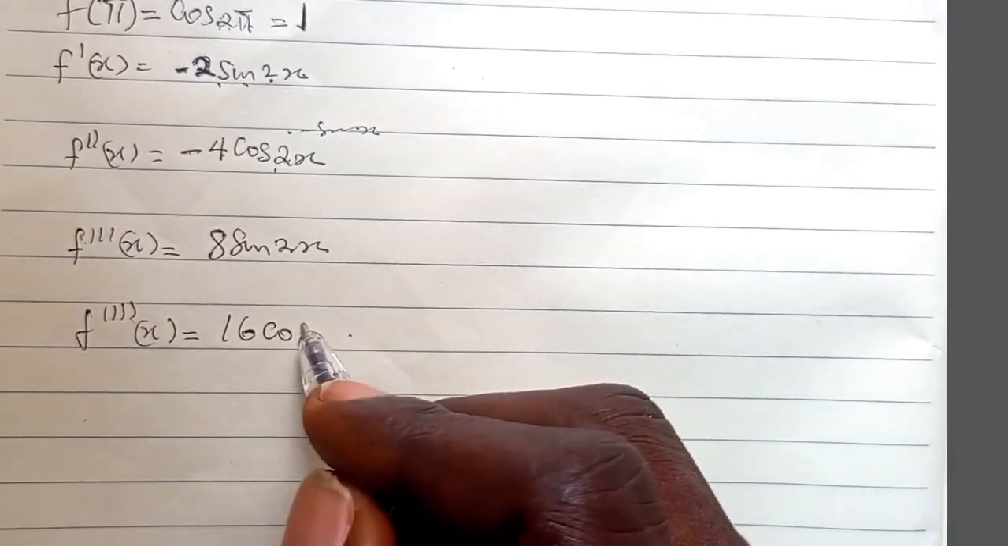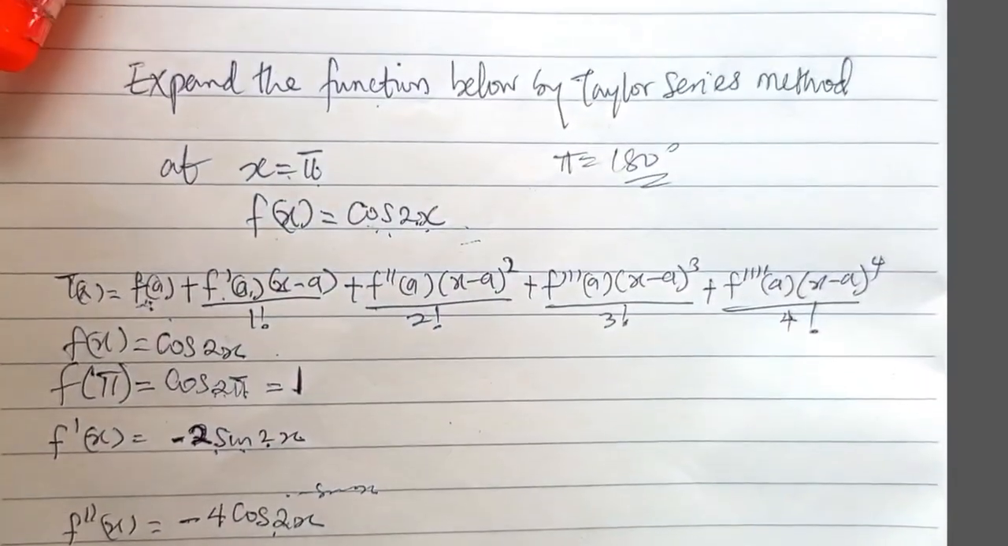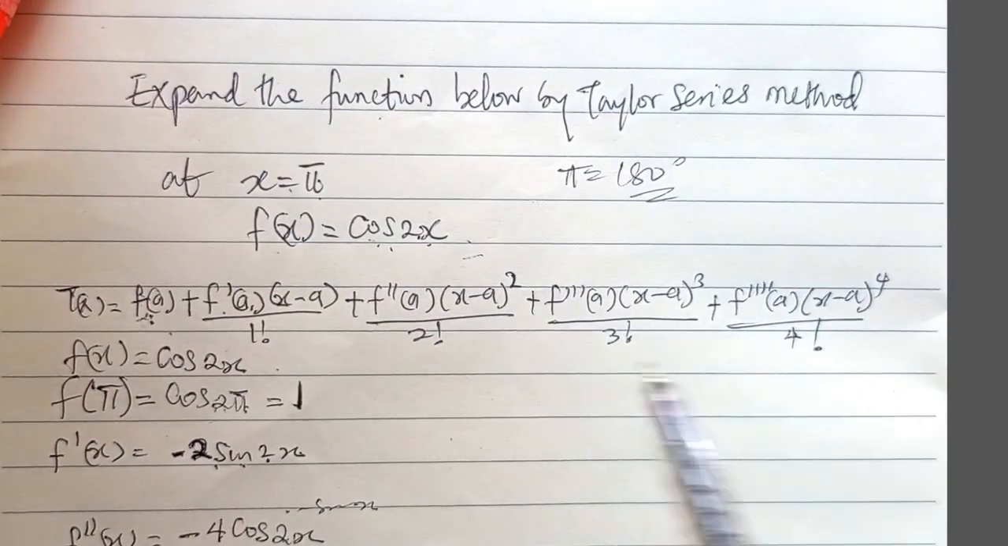Then for the last time, that will be f prime prime prime prime of x. The fourth time, this will just give you 16 cos 2x. Just be changing it like that. So now we have everything we need. The next thing is to just start putting the values.